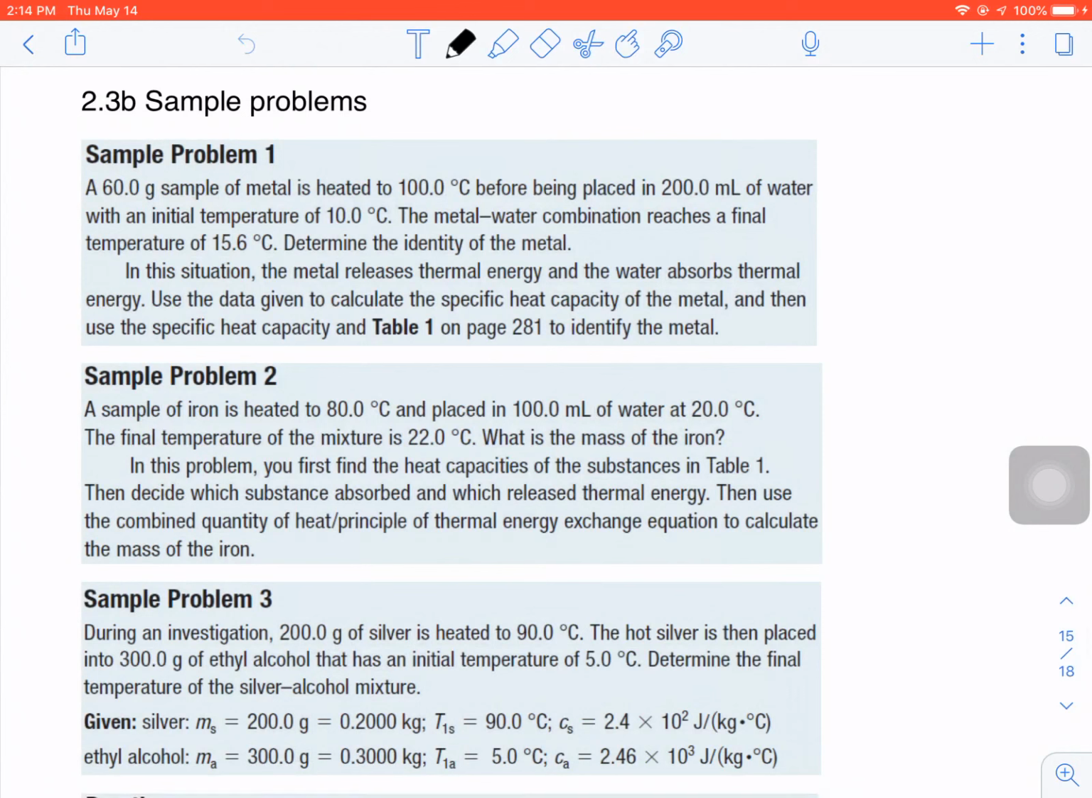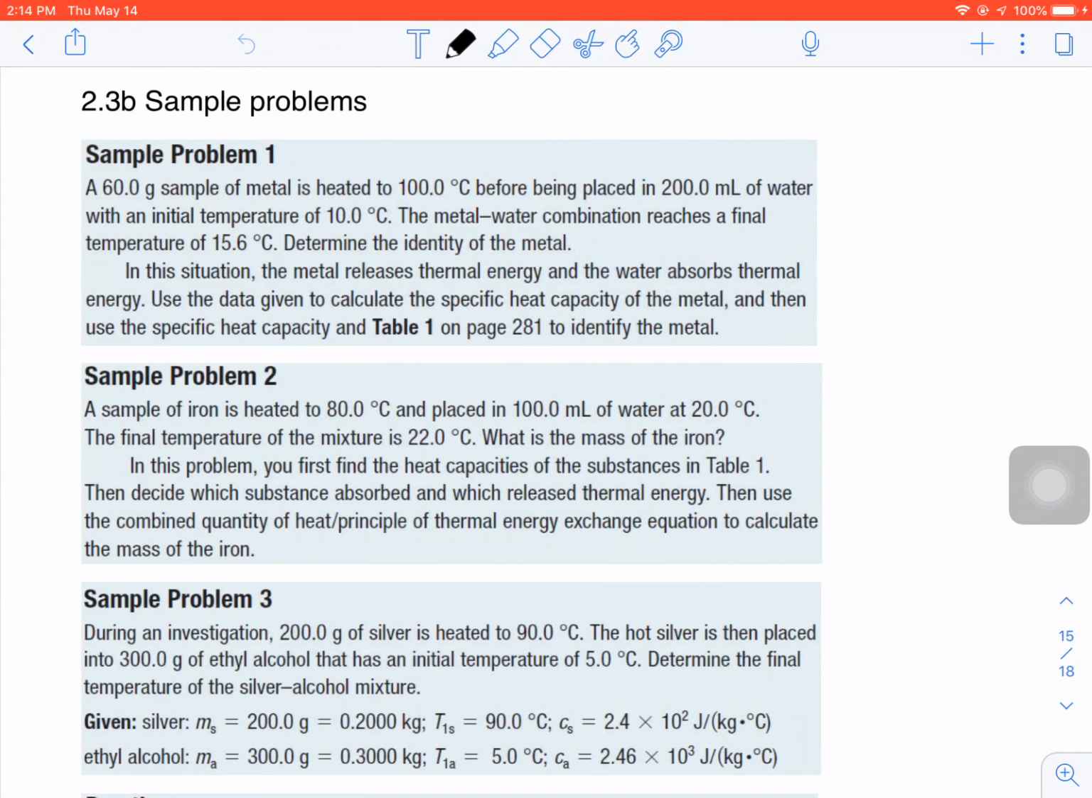So let me look at the sample questions here. There are 3 sample questions for section 2.3b. Right, the first one is a 60-gram piece of metal is being heated to 100 degrees C. All right, so it's being warmed up, and then I'm going to place it in 200 milliliters of water, which is at 10 degrees C.